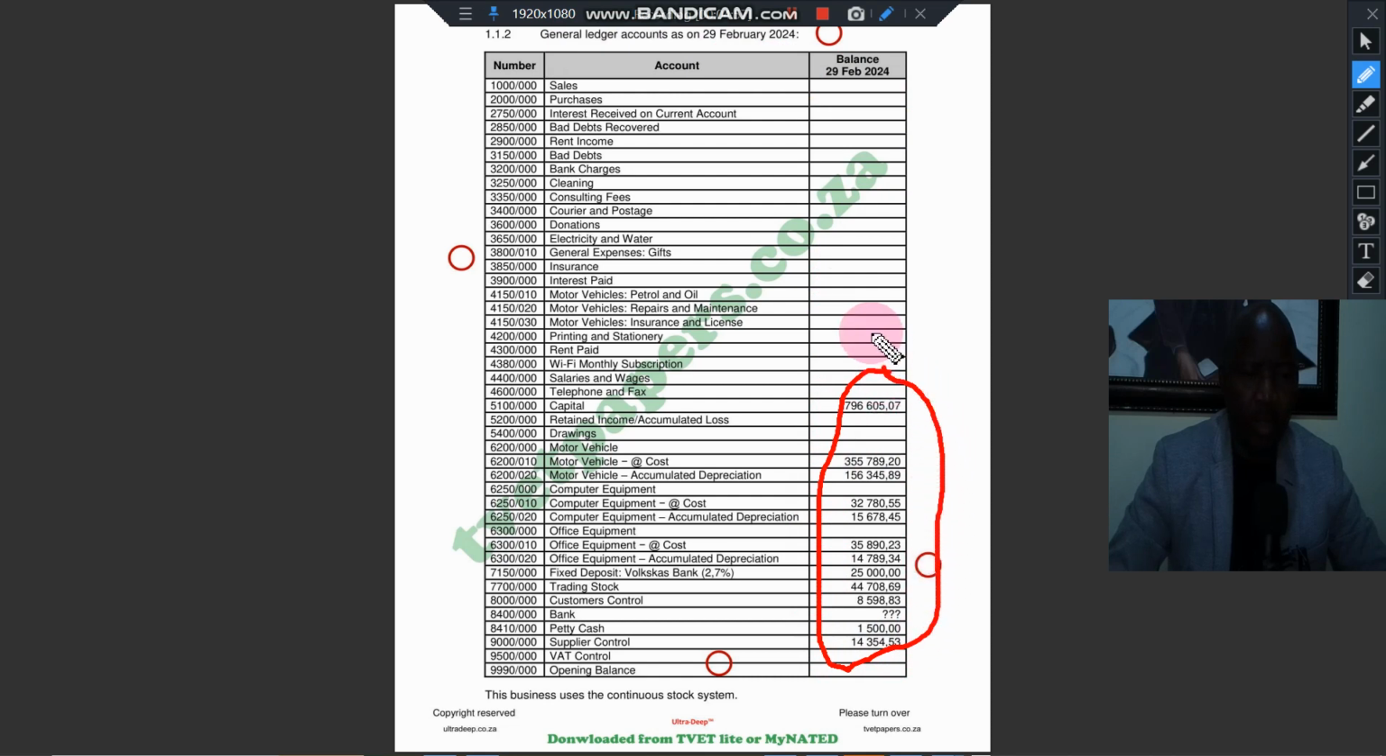What you have to look out for, it means there may be a possibility that you may be asked to enter these balances into the general journal. So when you see this, you must keep in mind that you might have a question that will require you to enter the balances. So you move to the next page to check if you are requested to do that. Let us move to the next one.